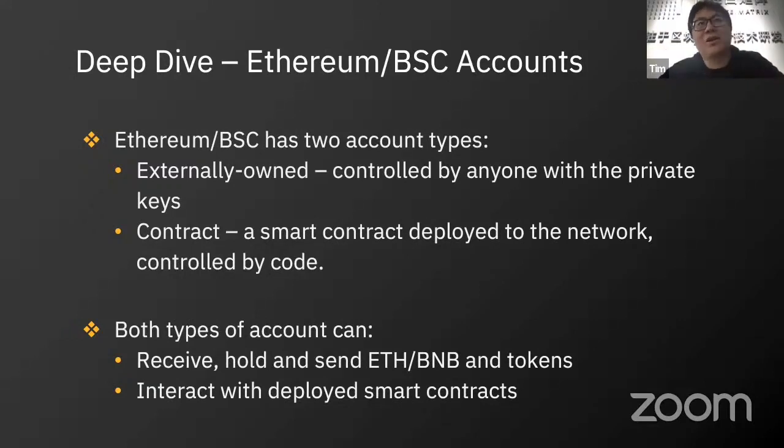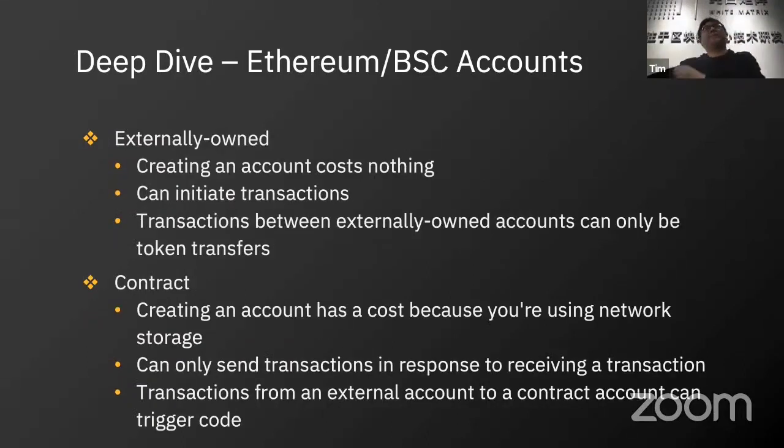The other one is the contract, which is basically a smart contract deployed to a network that is not controlled by humans. Once the smart contract is deployed to the network, all these transactions will follow the code logic. Both types of accounts can receive, hold, and send cryptocurrency and tokens, and interact with deployed smart contracts.